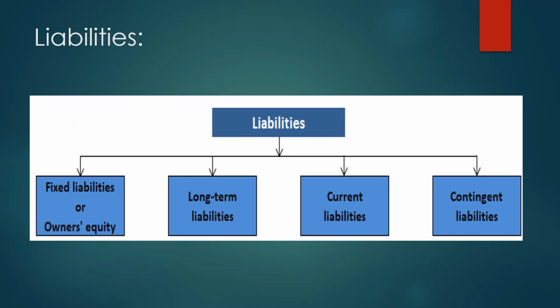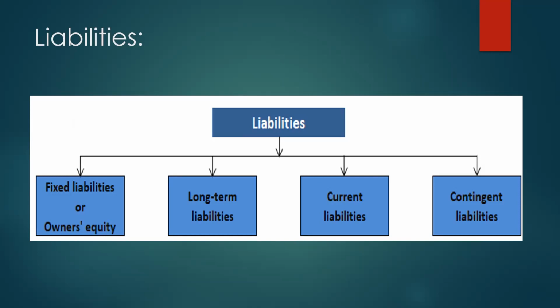The fixed liability is due to the owners, shareholders, or the partners of the firm, and they are payable only at the time of dissolution or liquidation of the firm. And the second one is long term liability. Long term loans, that is 5 to 10 years, or the debentures that are payable on or after the lapse of the term concerned to it in the borrowing agreement or document.